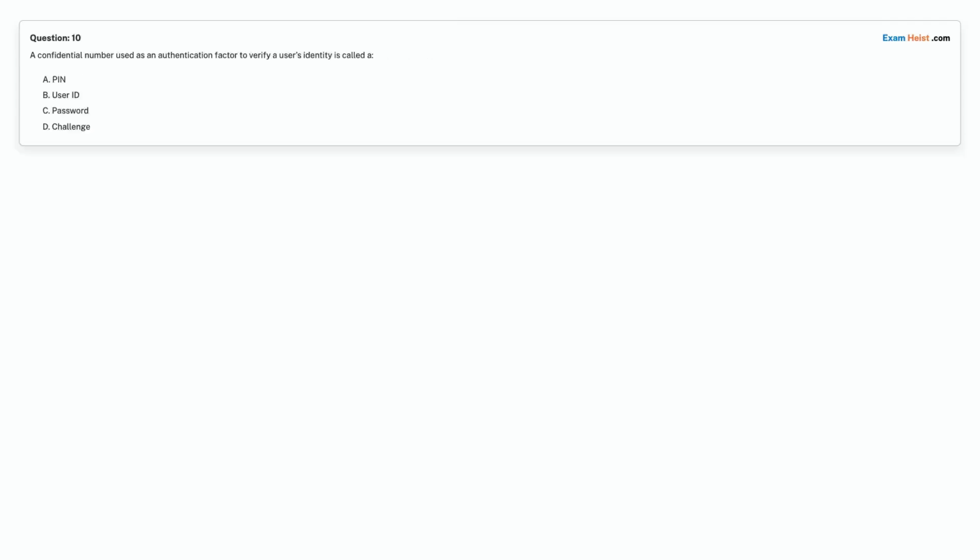Question 10. A confidential number used as an authentication factor to verify a user's identity is called a: Option A. PIN. Option B. User ID. Option C. Password. Option D. Challenge. Choose the correct answer.